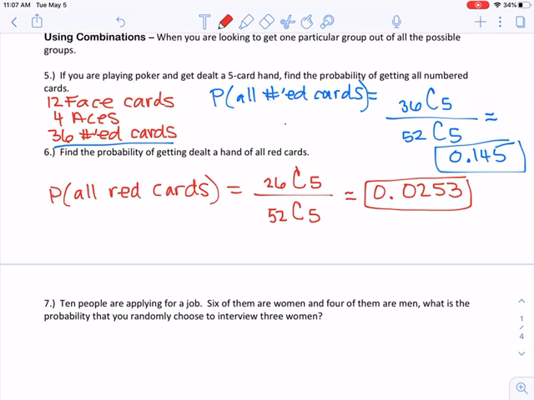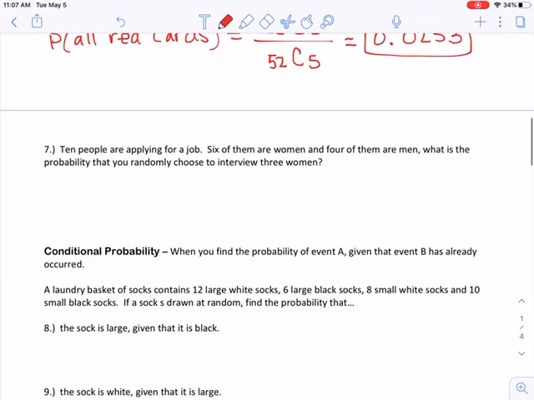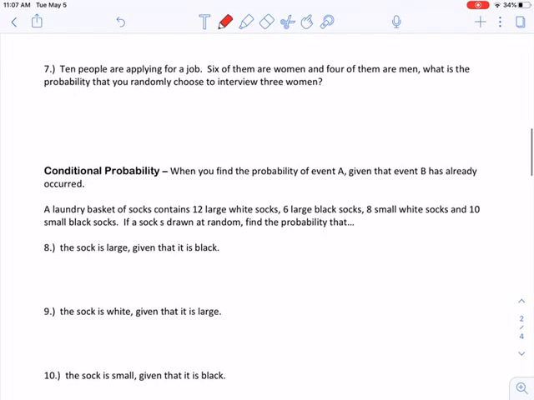We could also take a look at our probabilities and our combinations with maybe groups of people. So let's look at number 7 on the back side next.